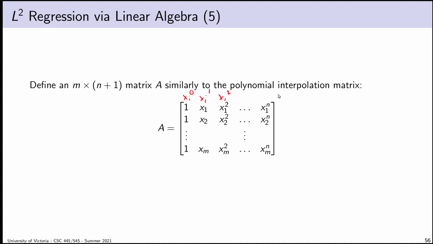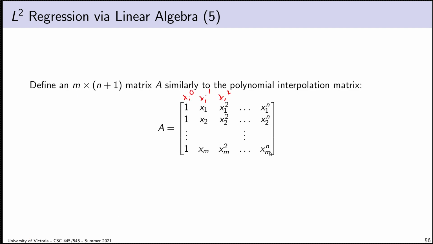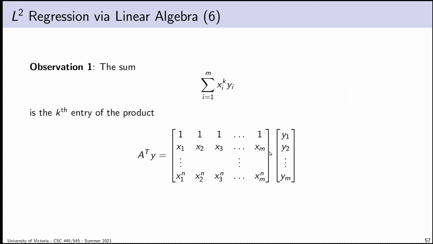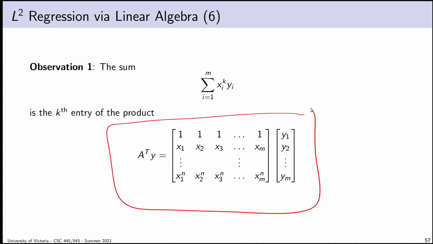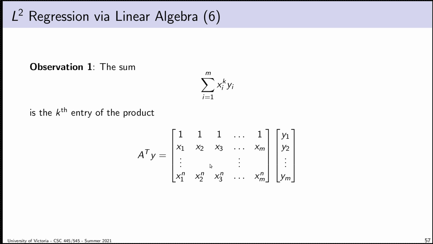First observation. If I go back to this form here, when I'm looking at one of my partial derivatives, I've got this right-hand side, which seems to be the most friendly of the two sides, so we'll start with that. It turns out that this sum, if you squint at it a bit, is actually the kth entry of this matrix vector product. The matrix I just defined, this matrix A, has one column for each power. So column i will be the ith power of each of the different x coordinates. If I take the transpose of that matrix, A^T, then each row will be one power. So row 0 would be x to the 0, row 1 would be x to the 1, and so on.